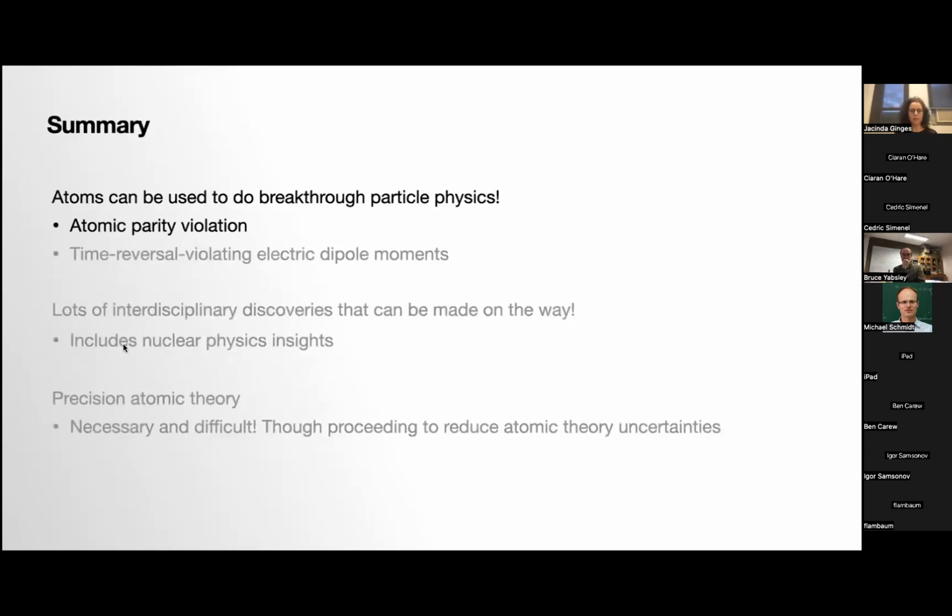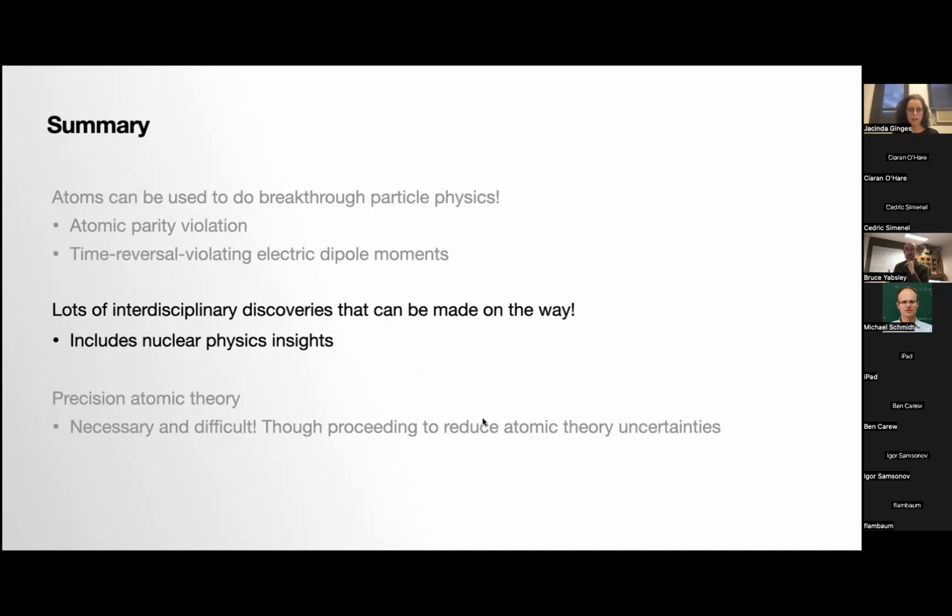So finally, I just want to wrap up overall and hope that you see as well that atoms can be used, of course, to do breakthrough particle physics, and there's lots of exciting stuff going on. I focused on atomic parity violation. In going forward, we've needed to do some work at the intersection of atomic and nuclear theory. But this has been kind of exciting, and there are a number of interdisciplinary discoveries that can come out of that. And now we've been able to make some nuclear physics insights, which will feed back into our atomic precision theory and development and advancement of atomic parity violation.